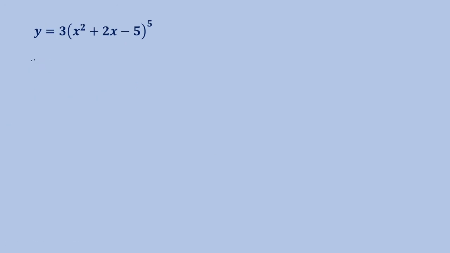For this example, for us to get the derivative, again, the derivative of the outside function leaving the inside function. So for us to get the derivative of this function, let us copy 3. And then for power rule, leaving the inside function, which is x squared plus 2x minus 5. So I have 5. And then for the exponent, we have 5 minus 1. And then get the derivative of the inside function.